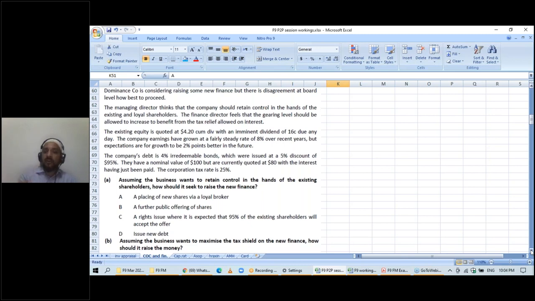In which projects do you invest first? If you have a capital rationing situation, where do you invest first? You invest in those projects where the NPV per dollar is highest.